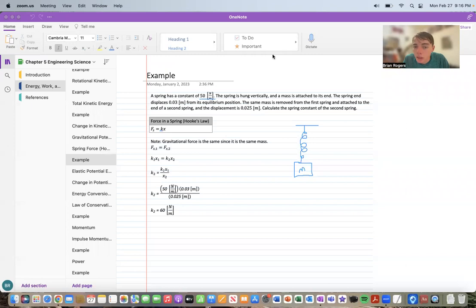Then the same mass is removed from the first spring and attached to the end of a second spring, and the displacement is 0.025 meters. Calculate the spring constant of the second spring. So it's going to be taken off that spring and attached to the second spring. It's the same mass, just taken from spring 1 and moved over to spring 2. Here we have our spring 1, and over here we have our spring 2.